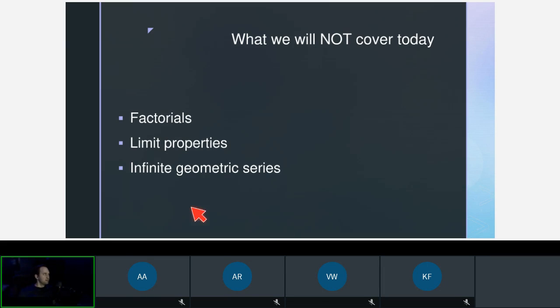Okay, what we will not cover today, we will not do factorials. So factorials, I will touch on it very briefly, but when we get to it, if you're still confused on this concept, I will provide you a link to some good YouTube videos that I will screen and let you know. I will not go over limit properties in depth. I'll be very general about it. We will actually do infinite geometric series today, so I don't know why I put that there. Sorry. We'll just cross that off.